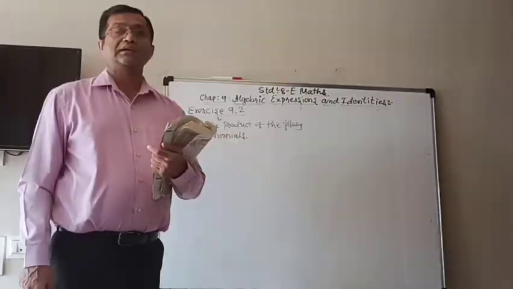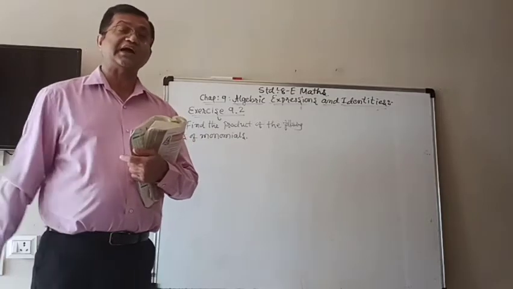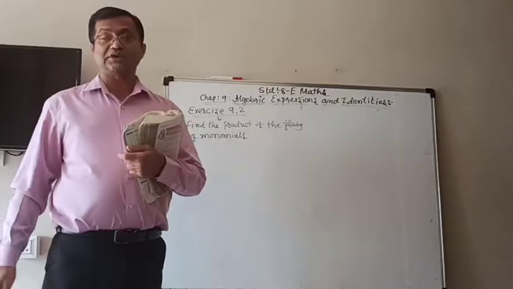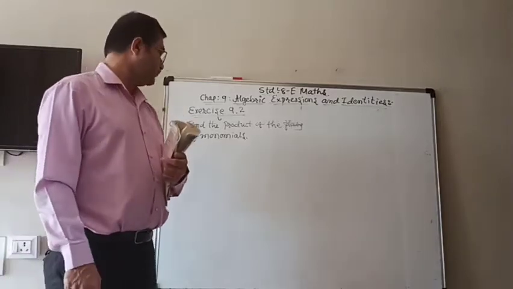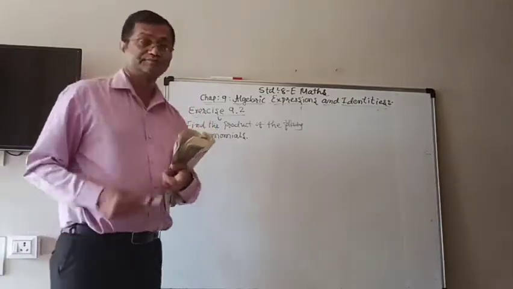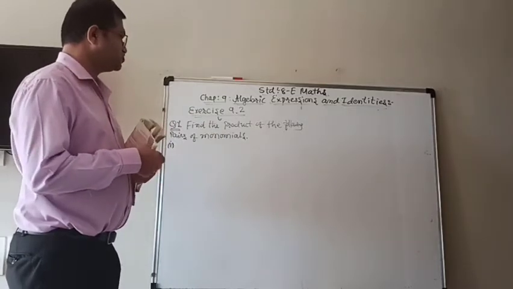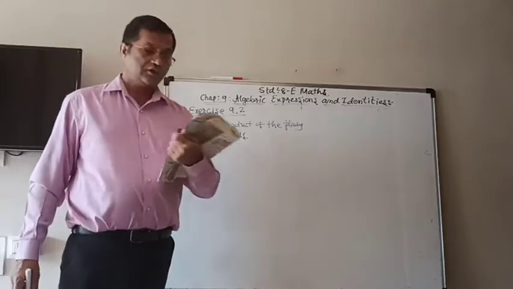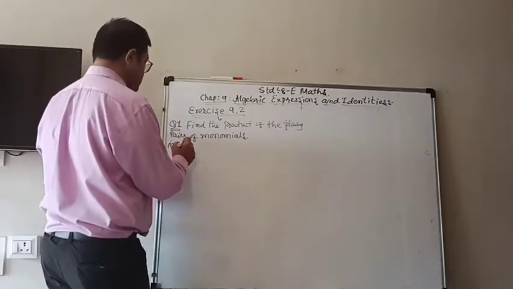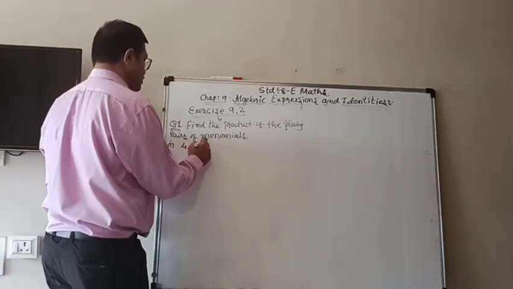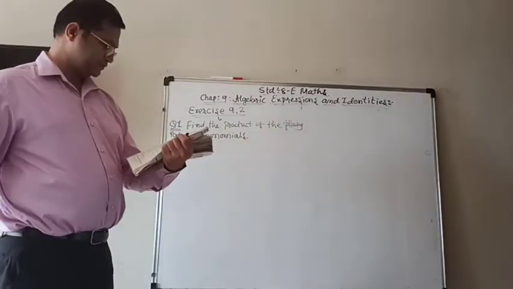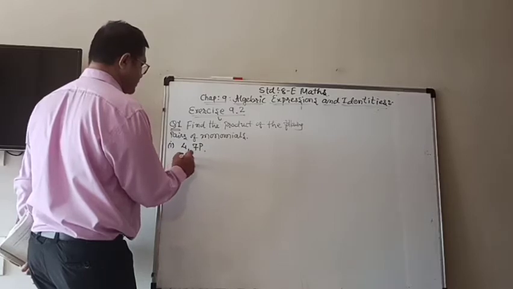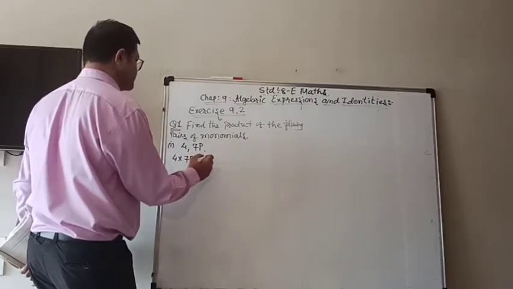That is the one. Now we are going to start exercise 9.2. Question 1 says find the product of the following pairs of monomials. In each example the pair of monomials is given. We have to find the product. First is 4, 7p. So now we have to multiply. So 4 multiplied by 7p.